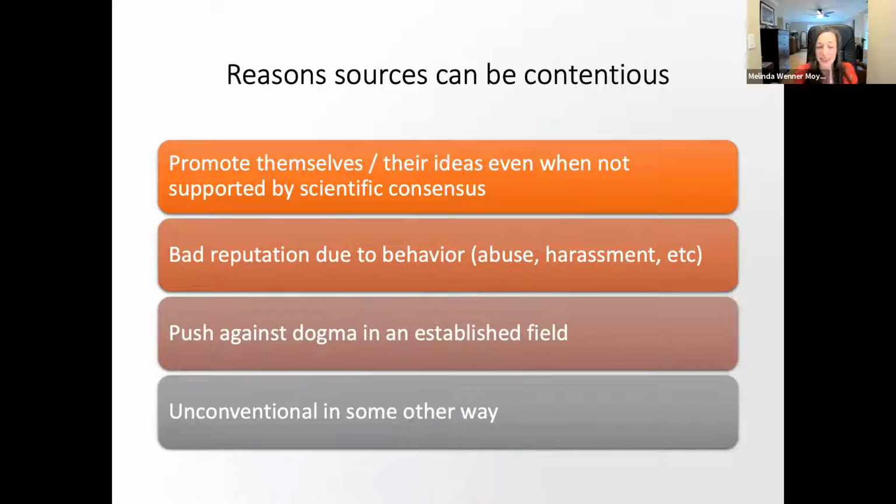And it could also be, this final one, unconventional in some other way. There could be some reason that this person is controversial, or perhaps not well loved, but for reasons that actually don't preclude you from using them as sources. I don't know, maybe they dress strangely. I don't know. But if you find that a source is controversial, just, if you can, try to get some information and try to understand why they are before you use them as sources.